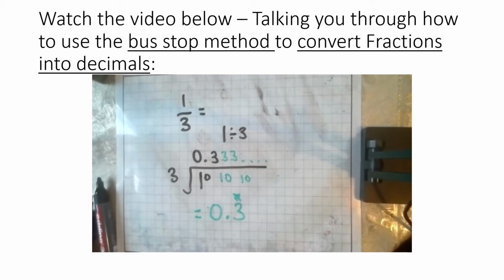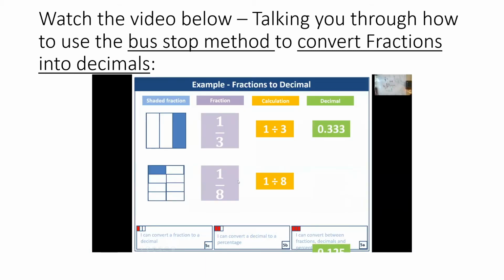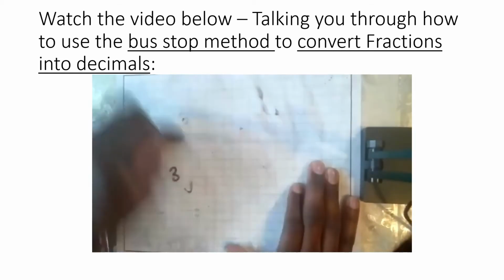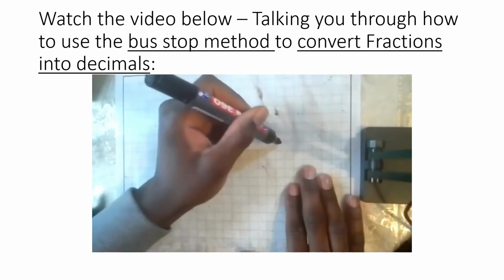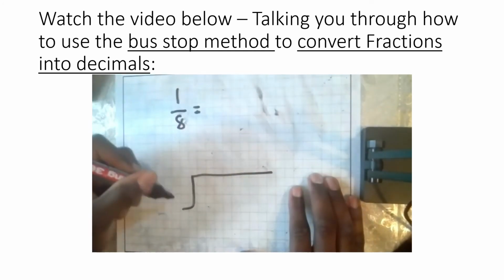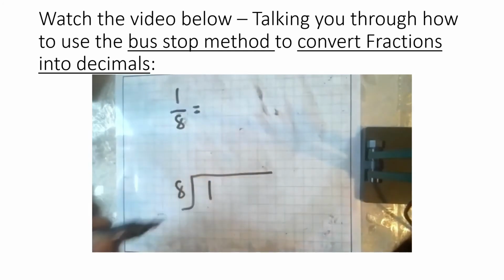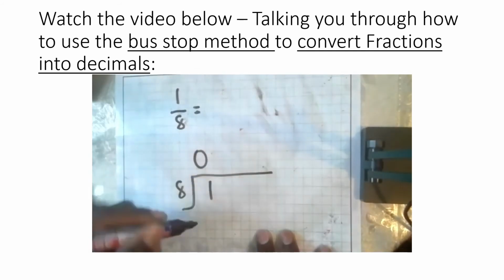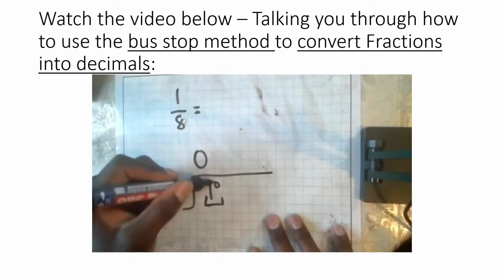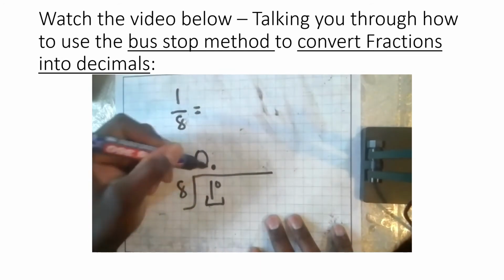Our last and final example that I want to go through is 1 over 8, and I'm going to show you how 1 over 8 gets to 0.125. So we've got 1 over 8. 8 goes here, 1 goes here. Well, how many 8's go into 1? 0. You need to pop a 0 here to make it big enough for 8 to go into 10. By putting the 0 here, you must put a decimal point there.